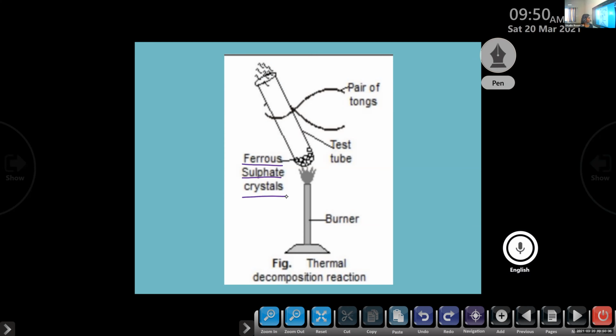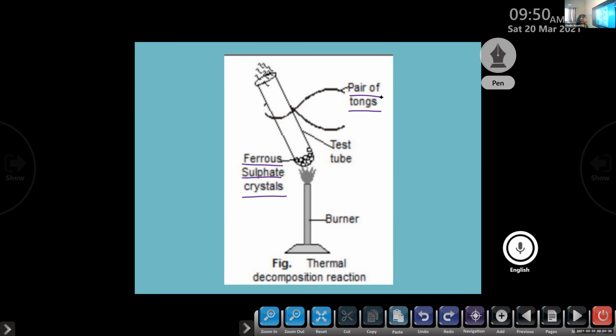Then we heat this boiling tube using a burner. And we hold this boiling tube using a pair of tongs because it's a thermal reaction, which means lots of heat energy is released. In order to avoid such dangers, we are using these tongs. So we take about 2 grams of ferrous sulfate crystals in a boiling tube using a pair of tongs, and heat it using a burner. Okay, this is the activity.